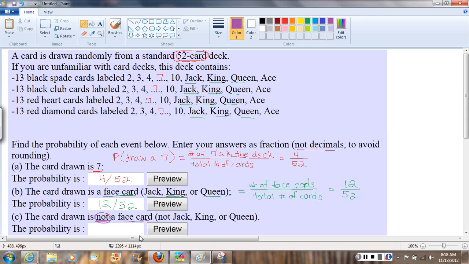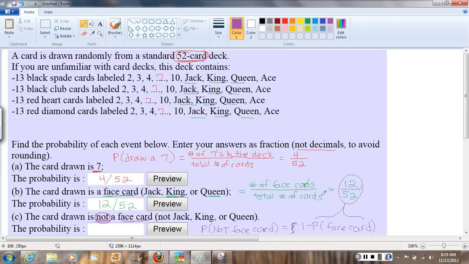So we can remember that rule of complements, which tells us the probability of something not happening is 1 minus the probability that it does. So the probability of getting not a face card equals 1 minus the probability that we do get a face card. And we already found in the previous problem the probability of getting a face card is 12 over 52.